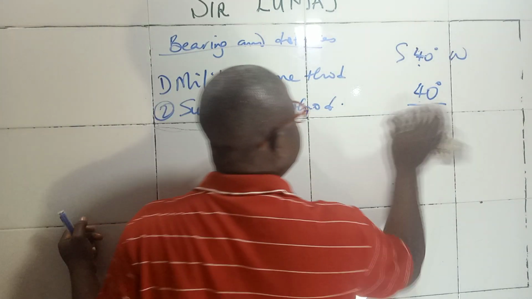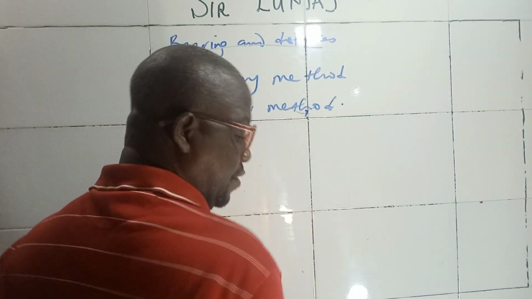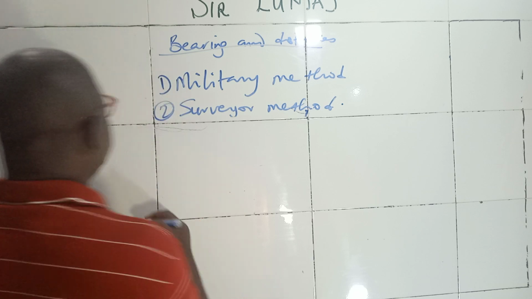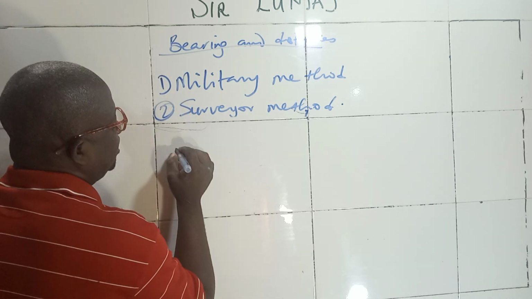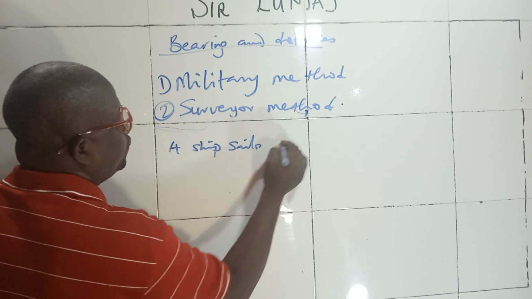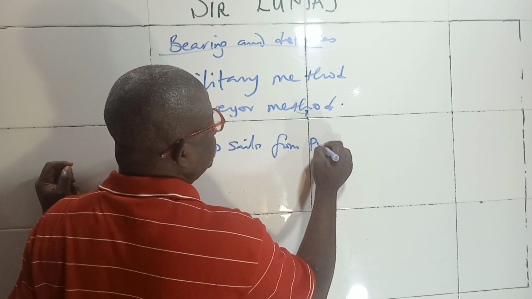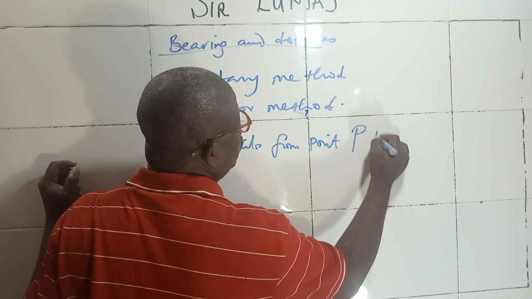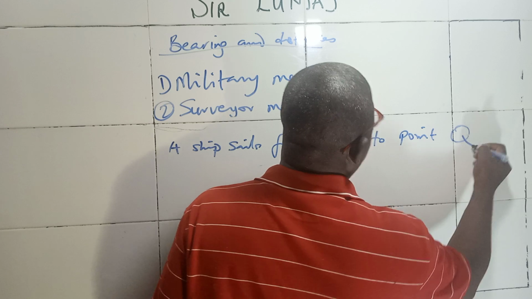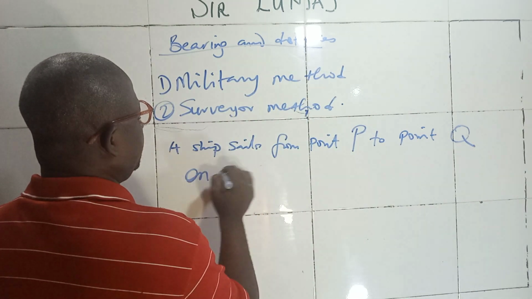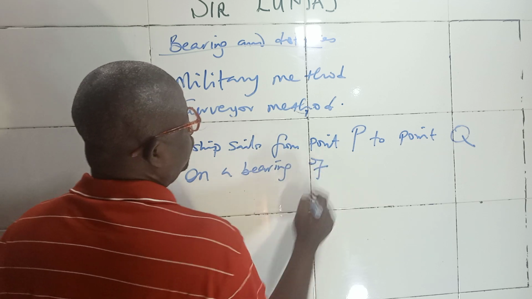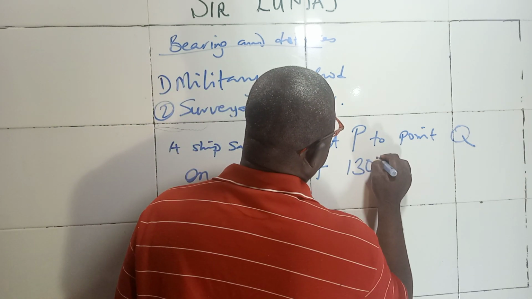Let me give you another one to try. This is just an introduction to bearing and distance. It's very simple. Let's say a man, or let's say a ship, sails from point P to point Q on a bearing of 130 degrees.